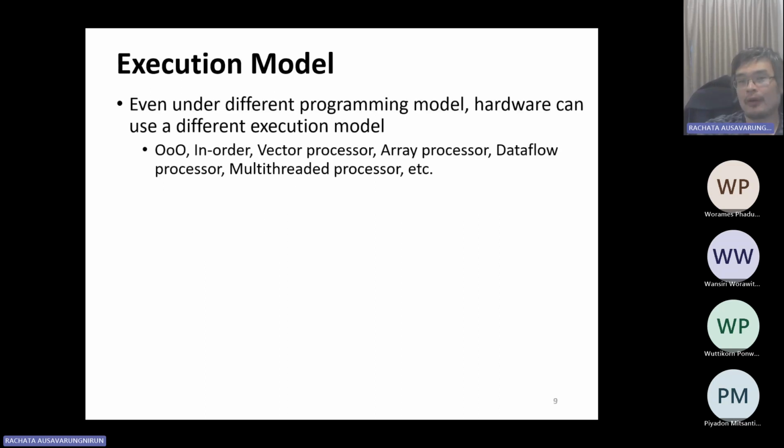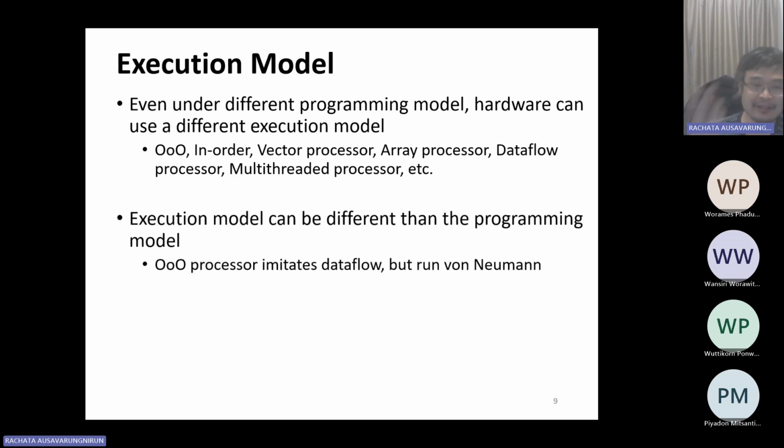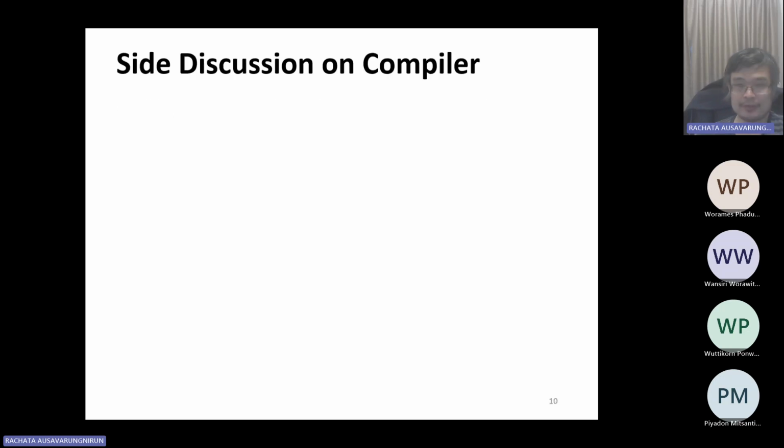You also have the execution model. The execution model basically governs, for a different programming model, how the hardware can execute things in a different way. It can be doing things in order, out of order, using a vector processor, array processor, data flow processor, or even a multi-threaded processor as we know it. This execution model can be different from the programming model. For example, your CPU supports out-of-order processing. These imitate the data flow model but run von Neumann. Basically, your program is von Neumann, but it actually imitates the data flow model during execution.